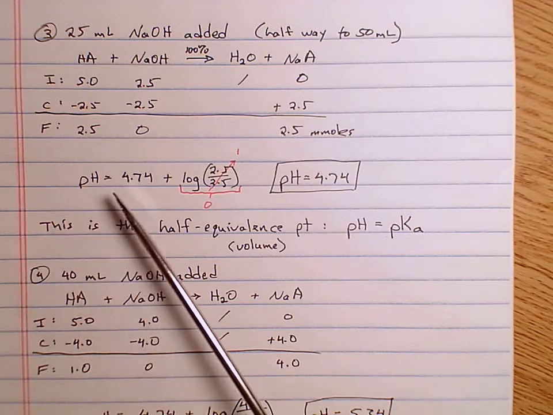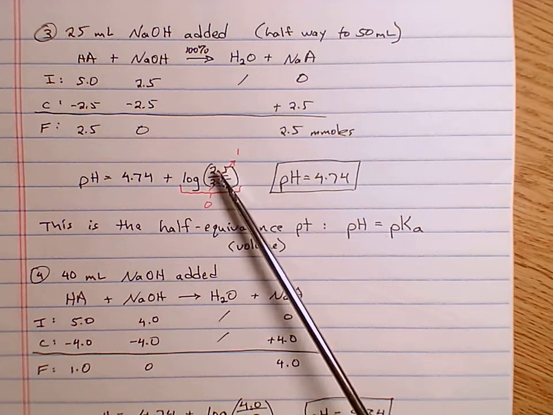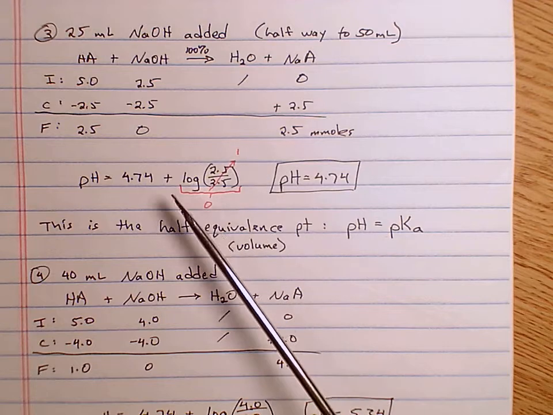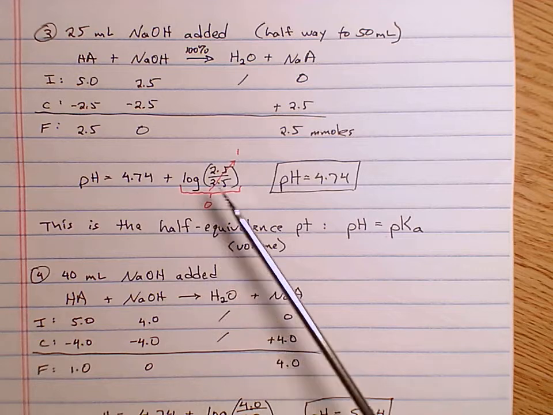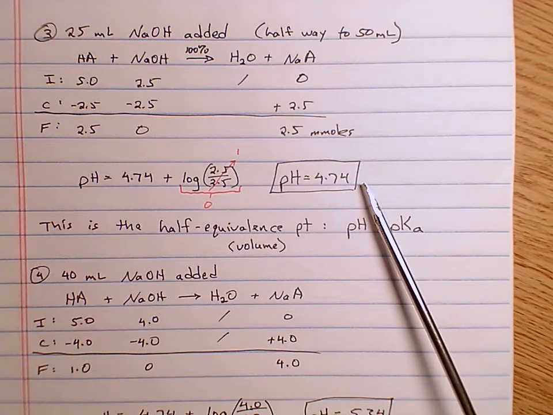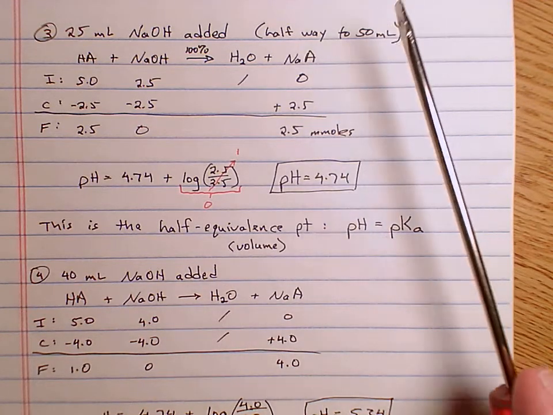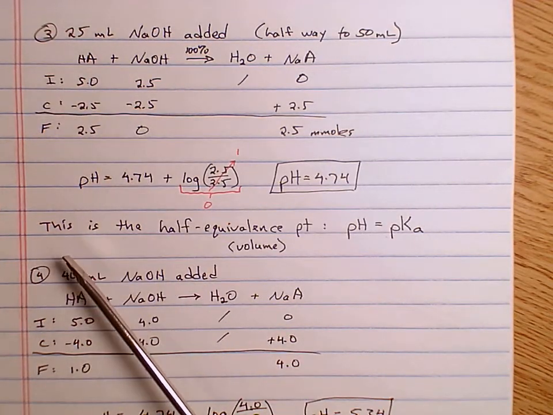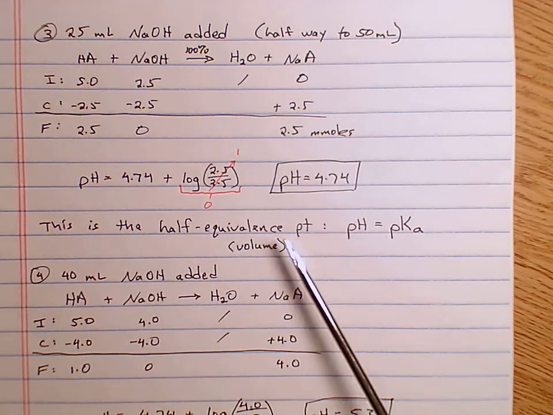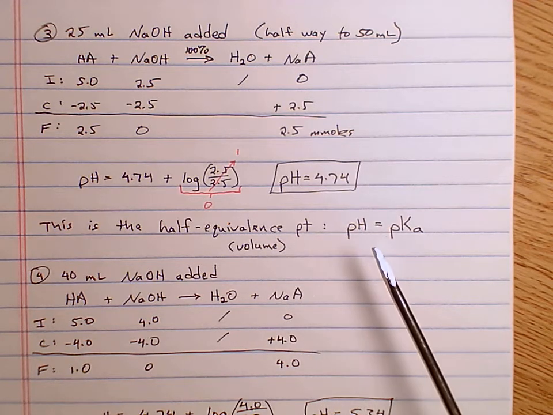pH is 4.74 plus the log of 0.25 divided by 0.25. Well, 0.25 divided by 0.25 is 1. The log of 1 is 0. 4.74 plus 0 is 4.74. The pH is 4.74. Note, volume-wise, we're halfway. We knew we were going to have to add 50 milliliters. We've added 25 milliliters. We're halfway. We call this the half equivalence point. When you're at the half equivalence point, when you've added half the volume that's necessary, pH equals pKa. So that's a nice thing to know.